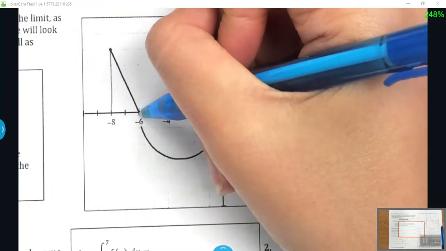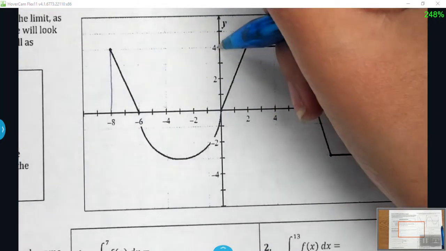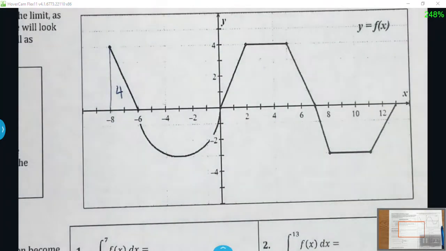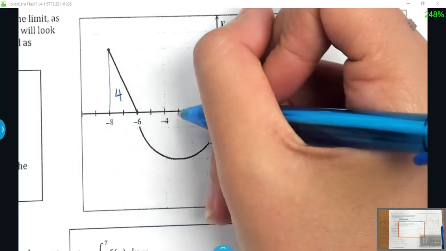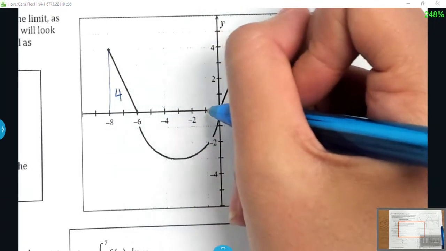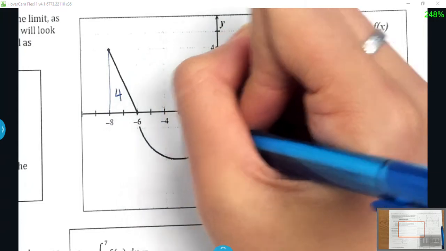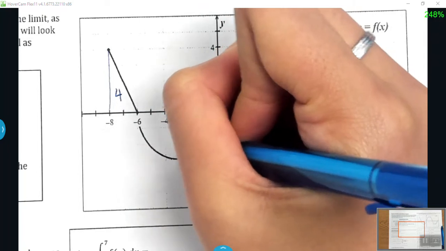So the area of this is 2 times 4, 8, divided by 2 is 4. This is a semicircle, radius 1, 2, 3. So pi r squared over 2, which is 9 pi over 2.